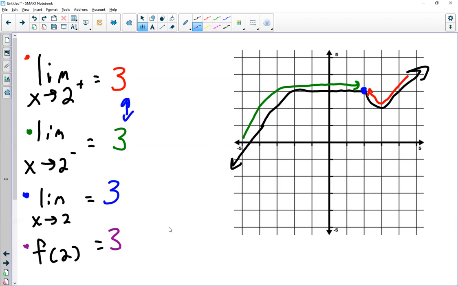So this one is a straightforward one. They all match. Most of the time, for most of the functions you will ever deal with, they'll match, so it's fine. But sometimes they don't match.